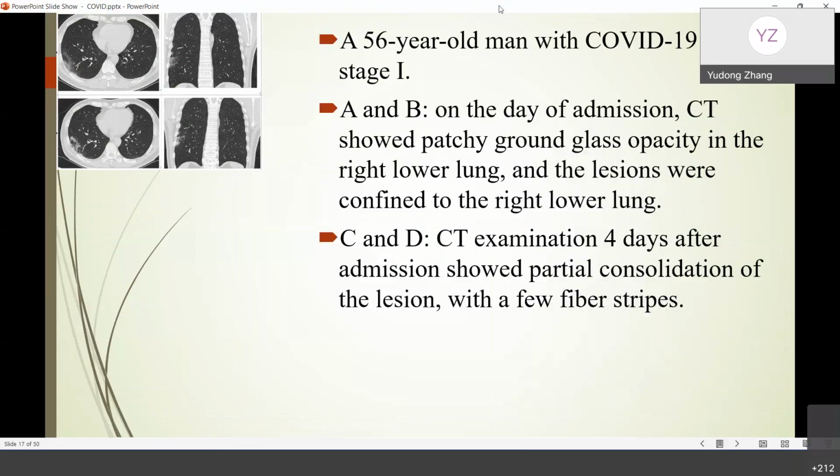Here we also use examples. This is picture A and B, and this is picture C and D. The A and B show the day of admission, where we just have some patchy ground glass. This is the first day. And the C and D show the fourth day. On the first day, the lung is relatively quite good. You can see some veins from the lung. But on the bottom, you can see the consolidation start, and the crazy paving just starts. There are some ground glass opacities at this side of the lung. And as time goes by, more and more ground glass opacities will be stacked within the patient's lungs.